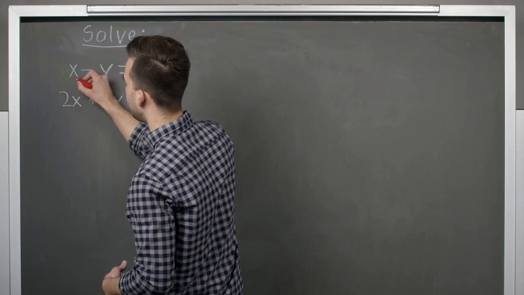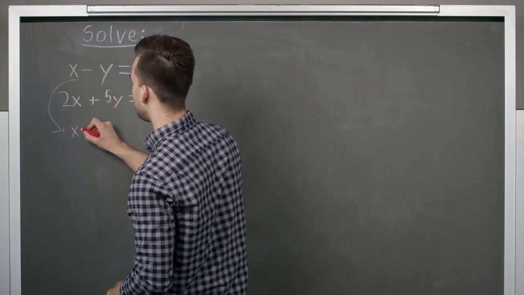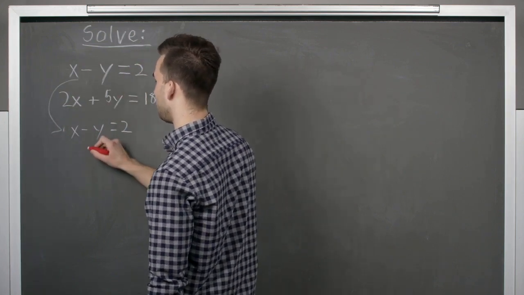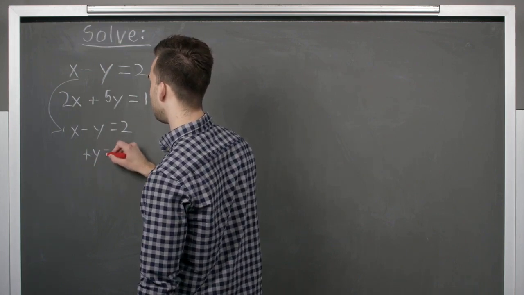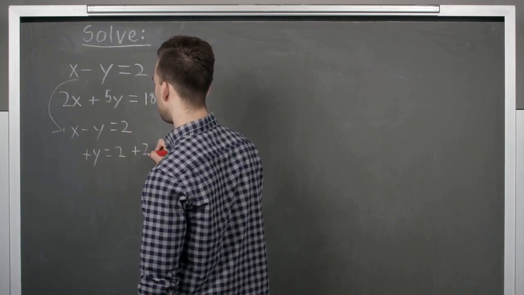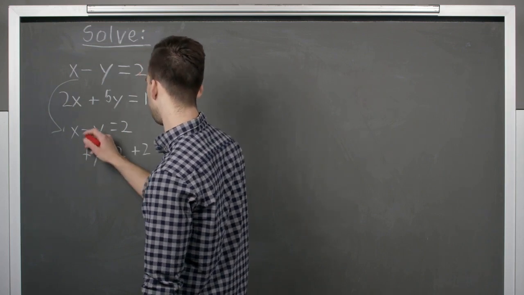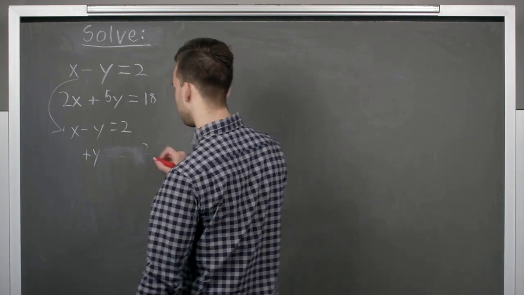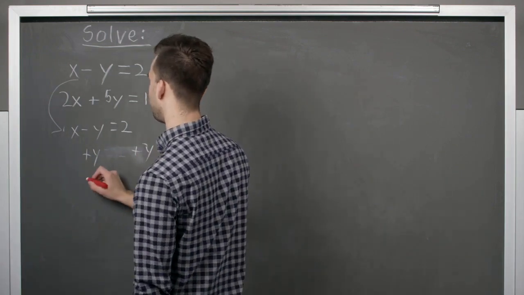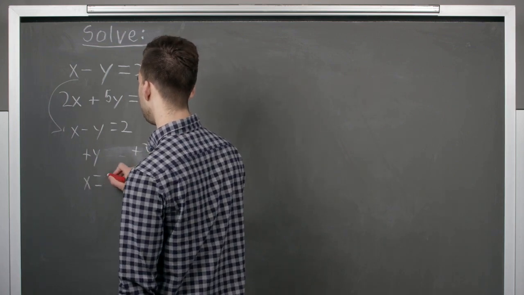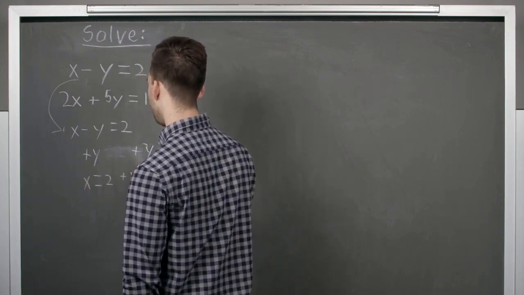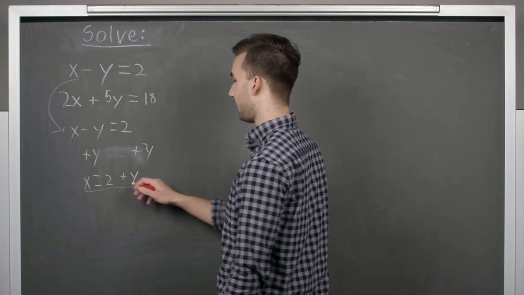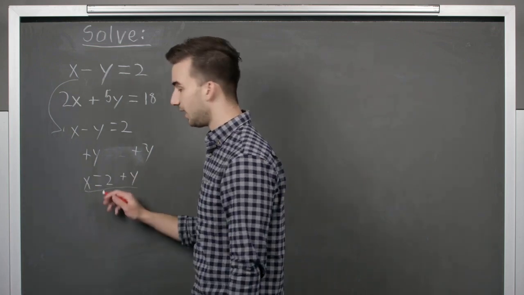So if we bring this down here, x minus y is equal to 2. And now let's add a plus y to both sides. Sorry, I wrote that weird. So we're just adding a plus y to both sides, and that'll give us x is equal to 2 plus y.